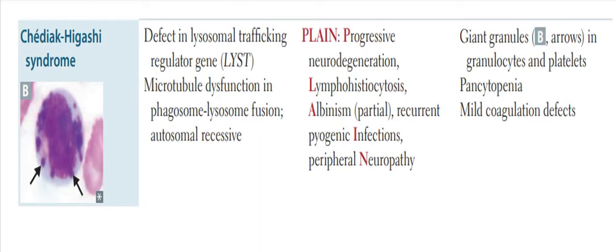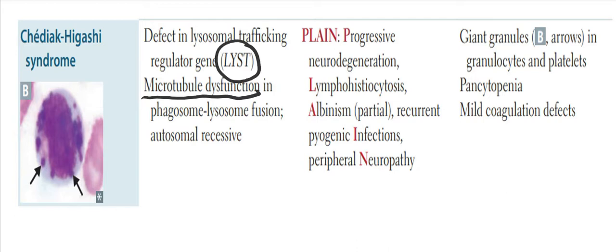Before we go into the vignette, let's understand what Chediak-Higashi syndrome is. Chediak-Higashi syndrome is an autosomal recessive mutation in the microtubule. Remember that the microtubule is part of the cytoskeleton and is important in several cellular processes such as mitosis, meiosis, and structural support of the cell. And this microtubule dysfunction is caused by a defect in the LYST gene, also known as the lysosomal trafficking regulator gene.